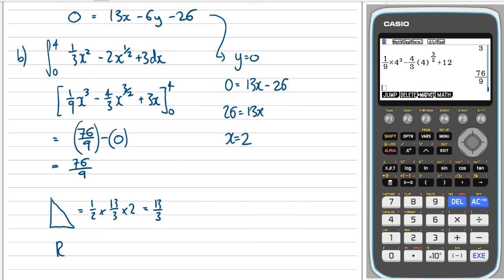So the total region R is the purple part under the curve minus the triangle, and this will give me, subtract 13/3, which will give us 37/9. Perfect.